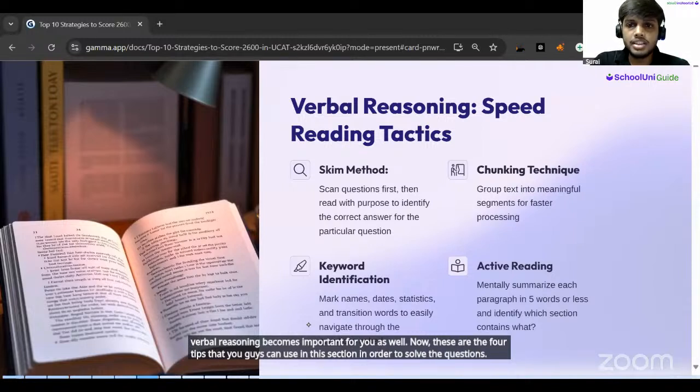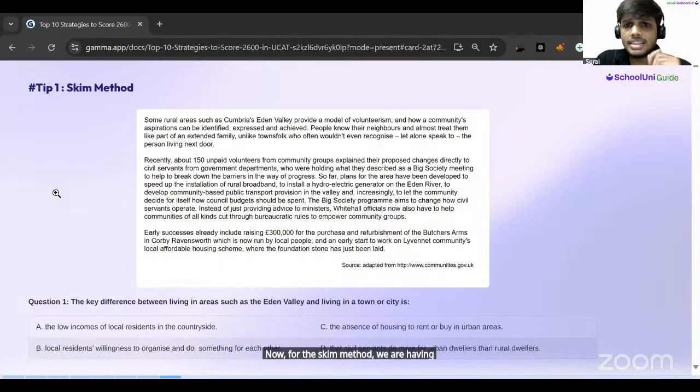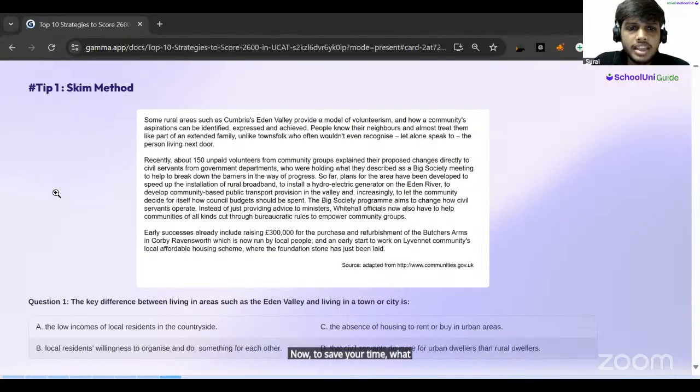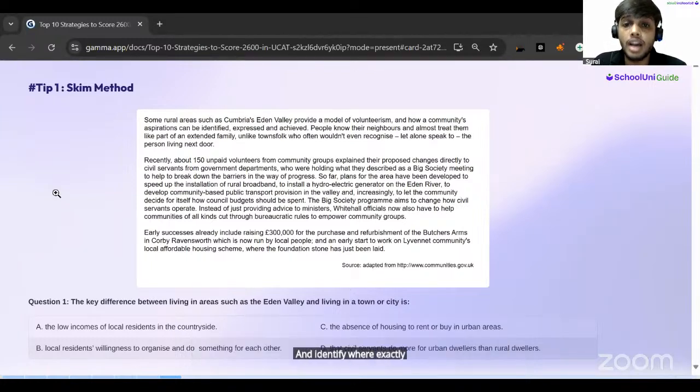Let us start with the skim method first. For the skim method, we have this passage in front of us, and this passage has 3 different passages inside it. To save your time, instead of reading the entire passage, you can simply read the question given to you and identify where exactly your answer can be hidden.